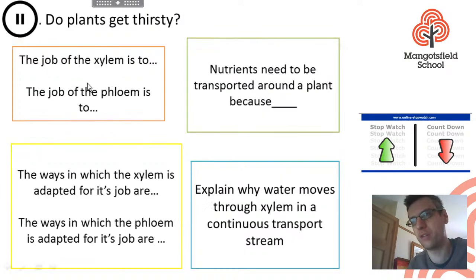But we're beginning with a driving question. Do plants get thirsty? Yeah, because they need the water at the top of the plant. So they need water to get from the roots to the leaves. So we're starting with, what is the job of the xylem? The job of the xylem is to, so we're describing jobs.